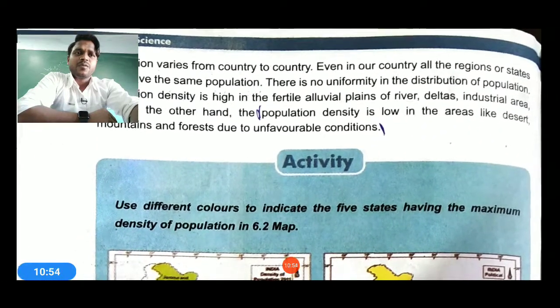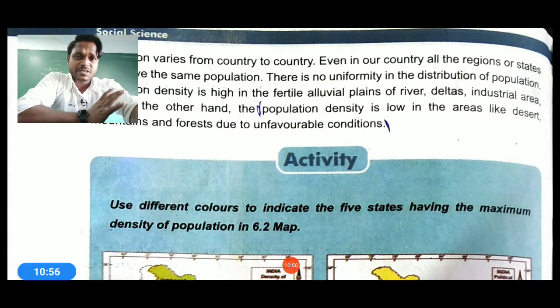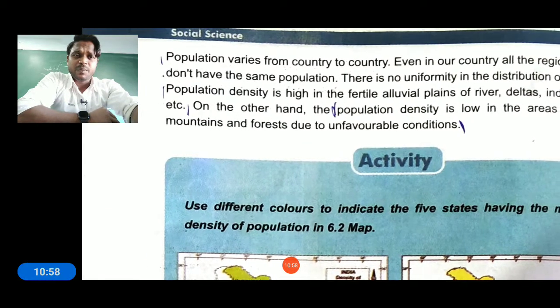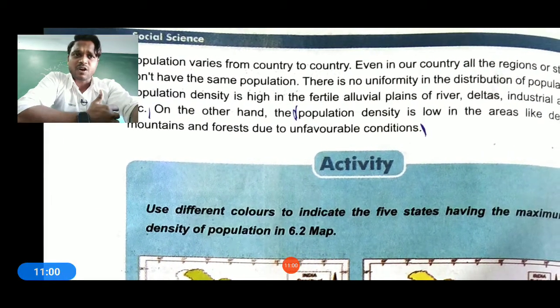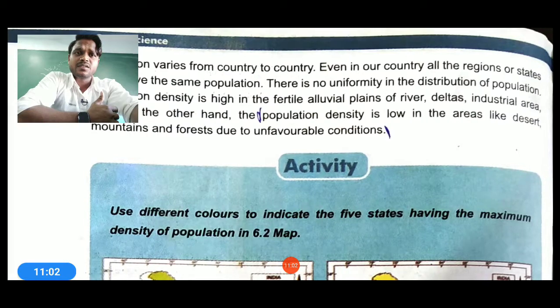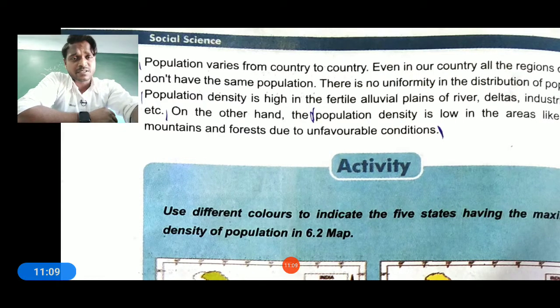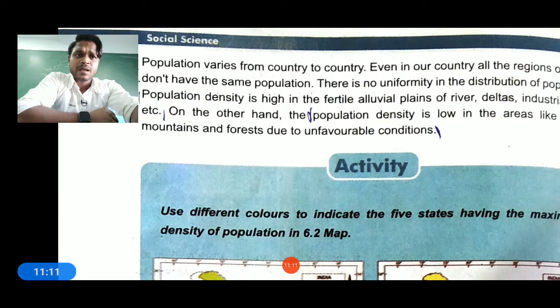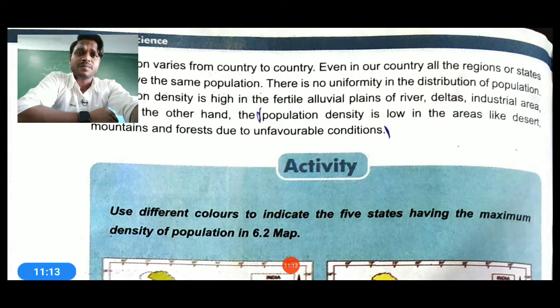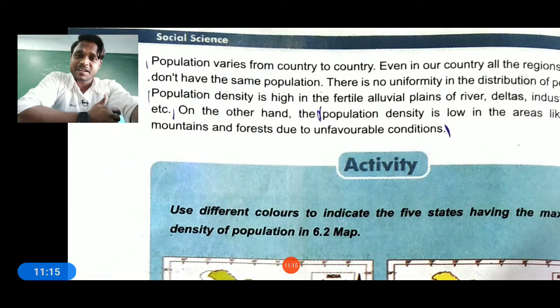Now see, we will need to talk about this special topic. What is this topic? See, the population varies from country to country. It's a common thing. Even in a country, all the regions and states don't have the same population. Maharashtra could be having different, while Bengal could be having different. Uttar Pradesh holds the largest population, while Gujarat can be having the smallest one also. So there is no uniform distribution of the population, country wise, state wise, province wise or zone wise.